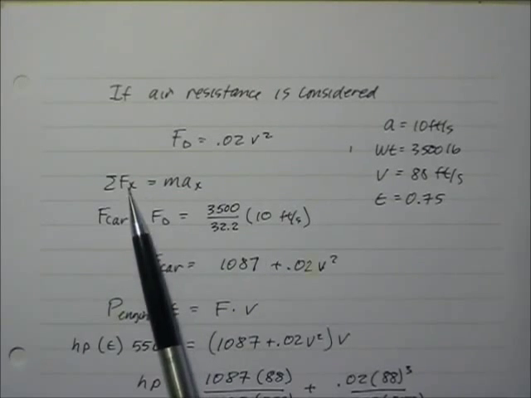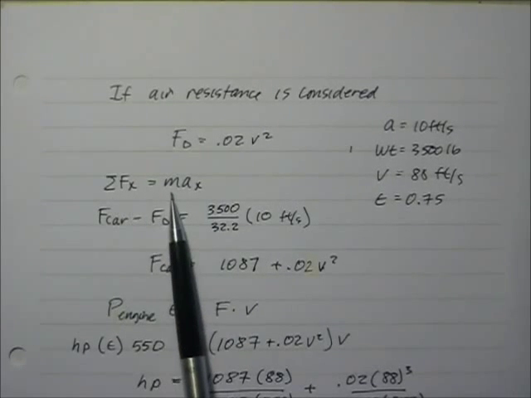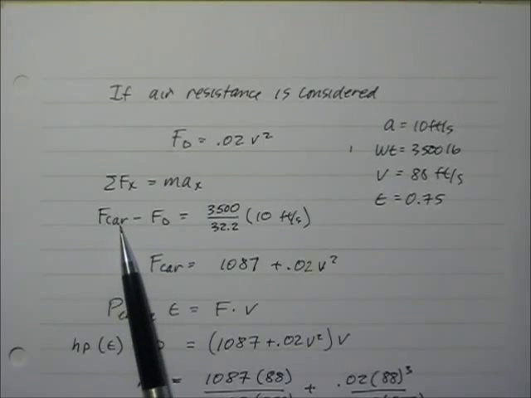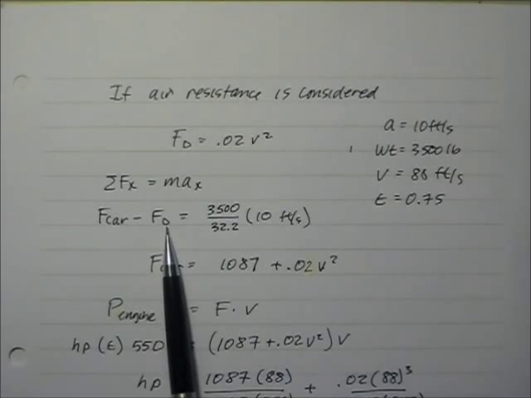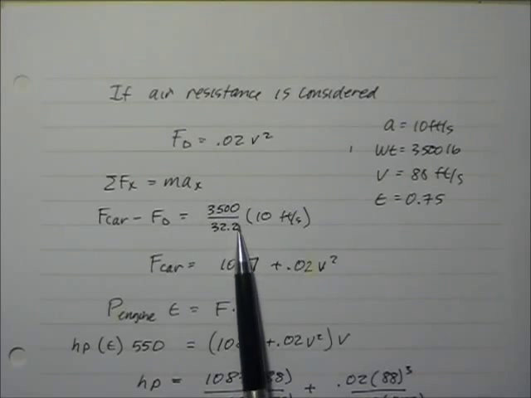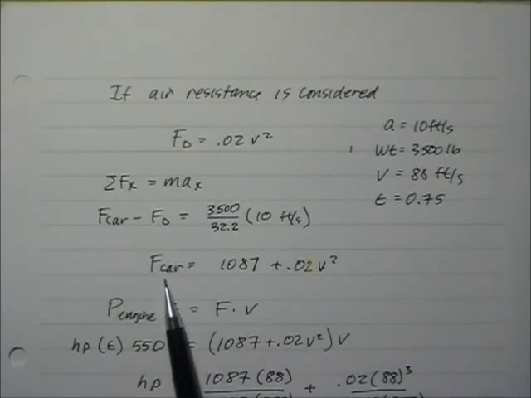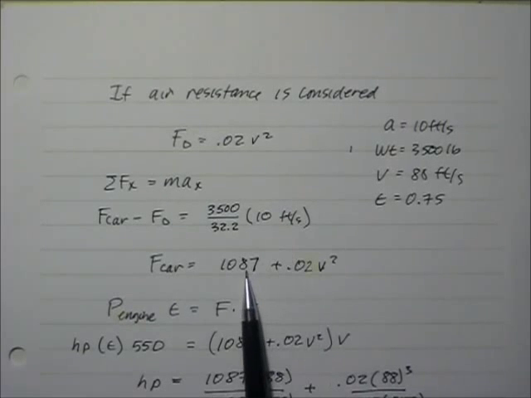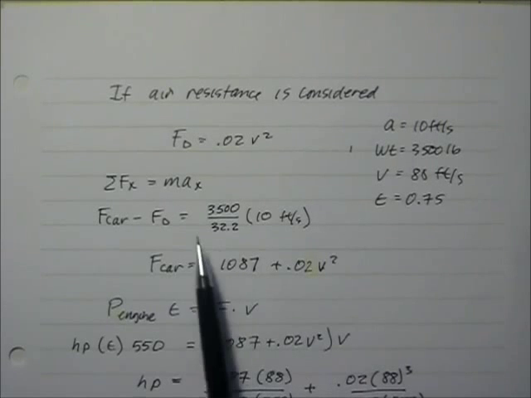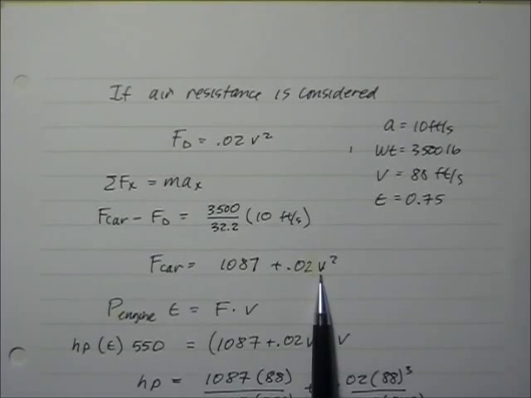All right, so let's sum our forces in the x direction and see what we get. I have the force required to move the car forward, which is coming from the engine, but I have a drag force slowing it down, and that's going to be equal to my mass times acceleration over here. So I solved this for the force of the car, meaning the force required from the engine, or the work required out of the total system, and it is equal to 1,087 plus 0.02 v squared.